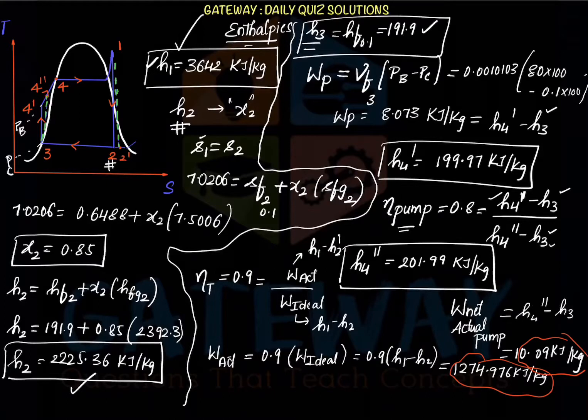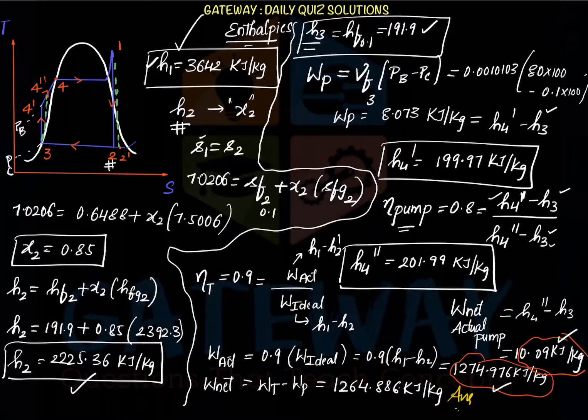Now we can calculate the net power. It is an easy thing. So net actual or net power is nothing but work done by turbine minus work done by pump, and that is also nothing but the specific work output, because we are taking per unit mass. So the W net comes out to be 1274.976 minus 10.099. It comes out to be 1264.886 kilojoule per kg. And this is one of the answers of the question.